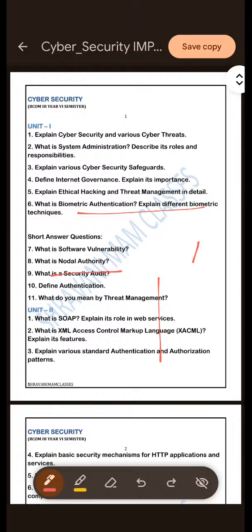What is a security audit? And what is the definition of authentication? What do you mean by threat management? These are all short questions, right? You can write these short questions. Moving to the second unit now.